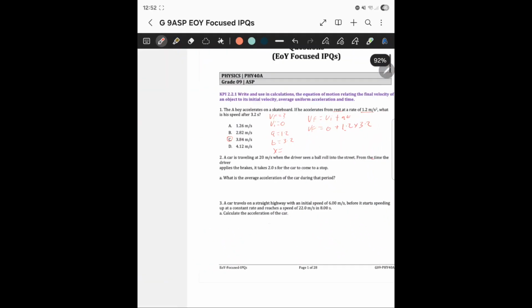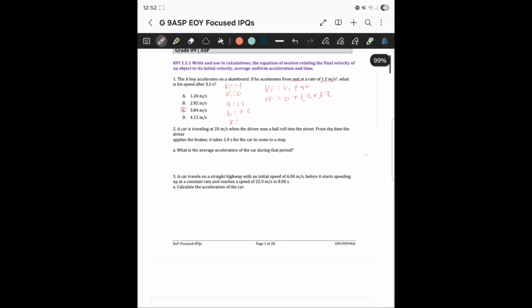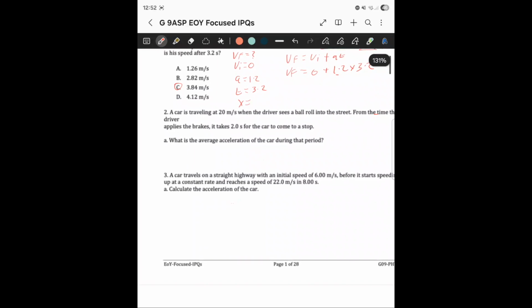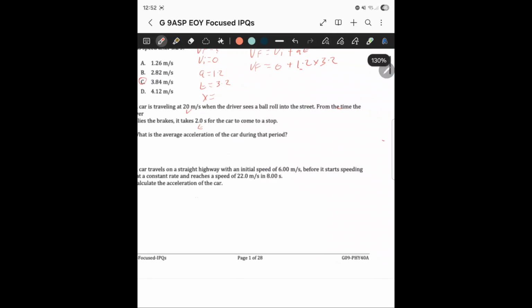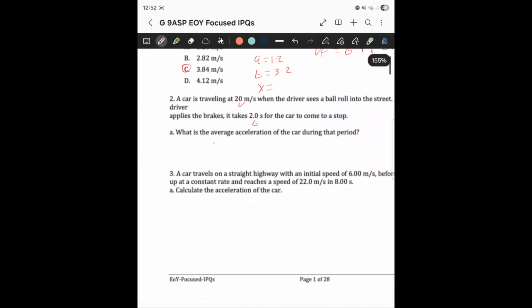A car is traveling at 20 meters per second when the driver sees a ball rolling into the street. From the time he applies the brakes, it takes this much time to come to a stop. Find the average acceleration. So again, we have time, we have speed, so it's going to be the same formula. You can rearrange it to find acceleration if you like, A is V final minus V initial over time, but I can keep it like this, VF equals VI plus AT, and I can go ahead and do shift solve to get the answer.